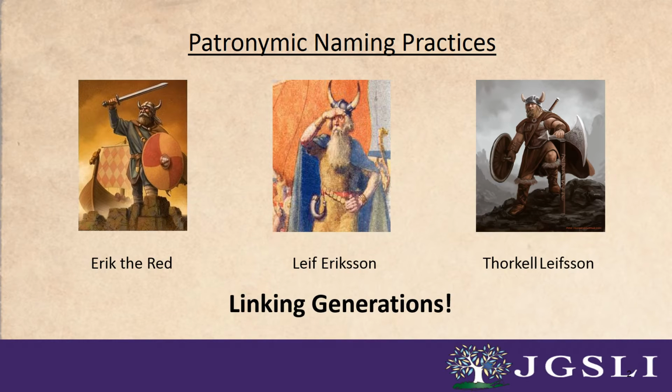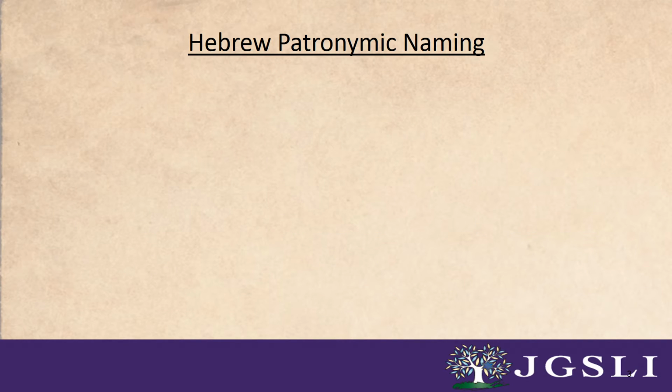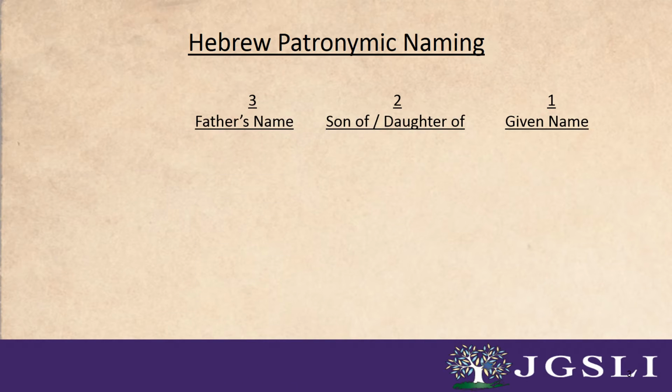You can see what an incredible advantage it is for genealogists to be able to link generations from one to the next to the next. To this day, Hebrew also uses patronymic naming. Consider that a Hebrew name can have 4 parts. From right to left, they are a given name, then a designation as to whether the person is a son or a daughter, of part 3, the father's name.